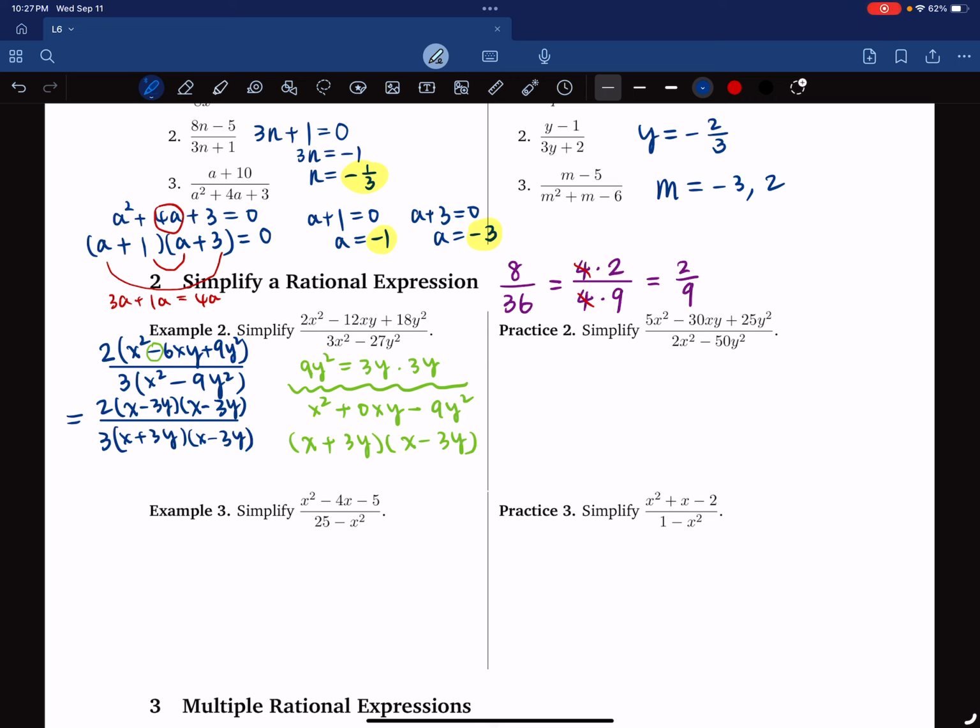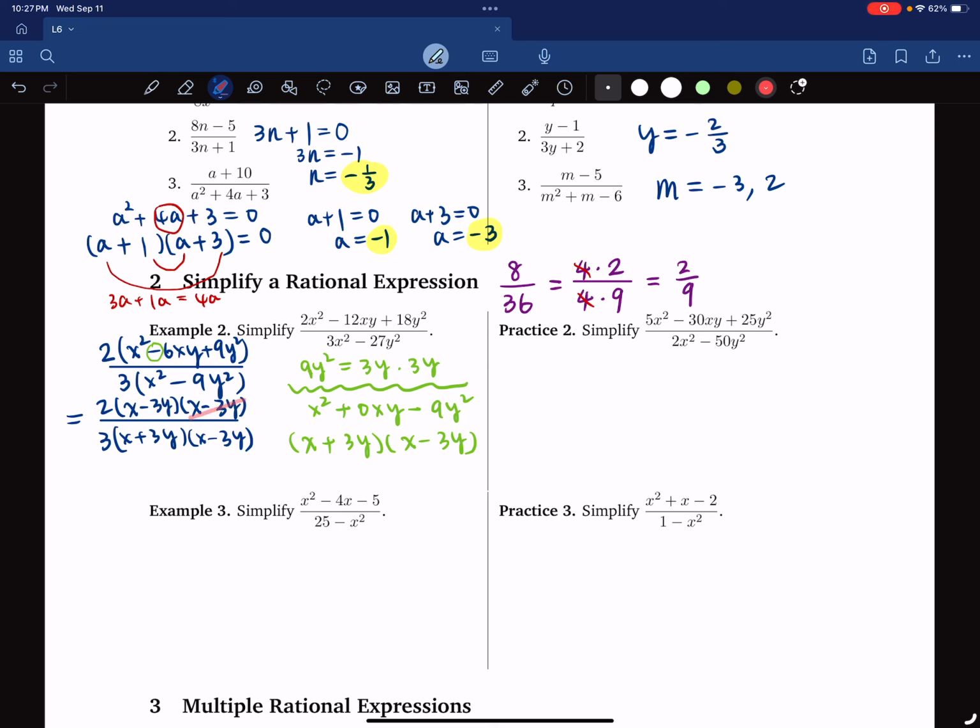Okay, and now we successfully factored the top and the bottom. We can cross out the common factors. So what are the common factors? We have x minus 3y, x minus 3y. These are a common factor, and there is nothing else you could factor out.